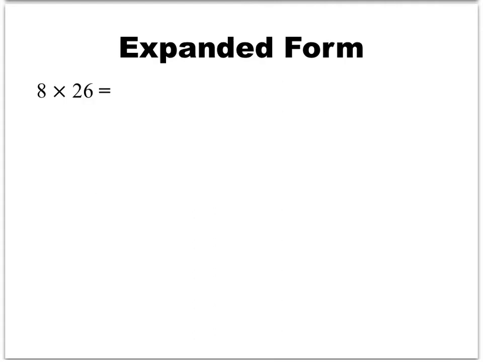To start off with, let's go back to this problem of 26 times 8, or 8 times 26 by the commutative property. It doesn't matter which way we organize them or which way we write them. But now we're going to rewrite this in what we call the expanded form. By the expanded form, what we mean is we're going to take our 8, just leave it as an 8, but then we're going to write the 26 as 20 plus 6.